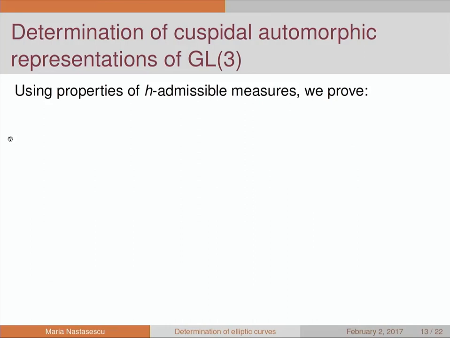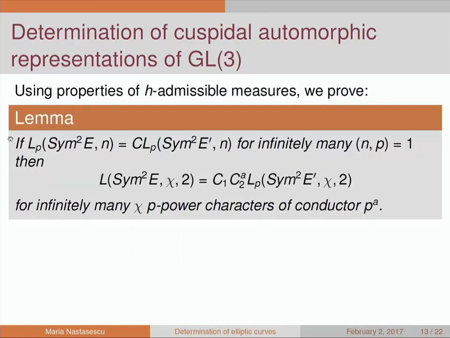So using the properties of h-admissible measures, I show the following. If I have an equality between the adjoint p-adic L function of the elliptic curve E at n and the adjoint p-adic L function of E prime at n for infinitely many n relatively prime to p, then this will give me an equality of this form between the complex symmetric square L functions of E and E prime. So here I have some constant, and then some constant raised to some power that depends on the conductor of chi. And this equality will hold for infinitely many p-power characters. Oh, yeah, this should be just L. Sorry.